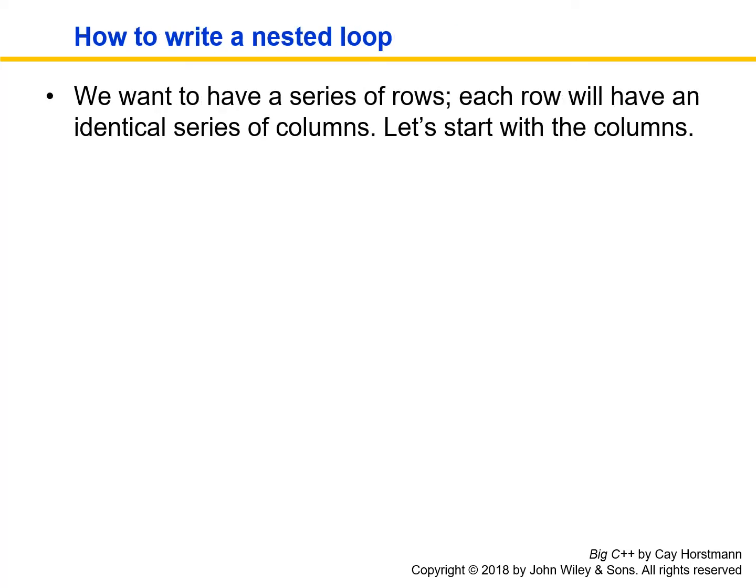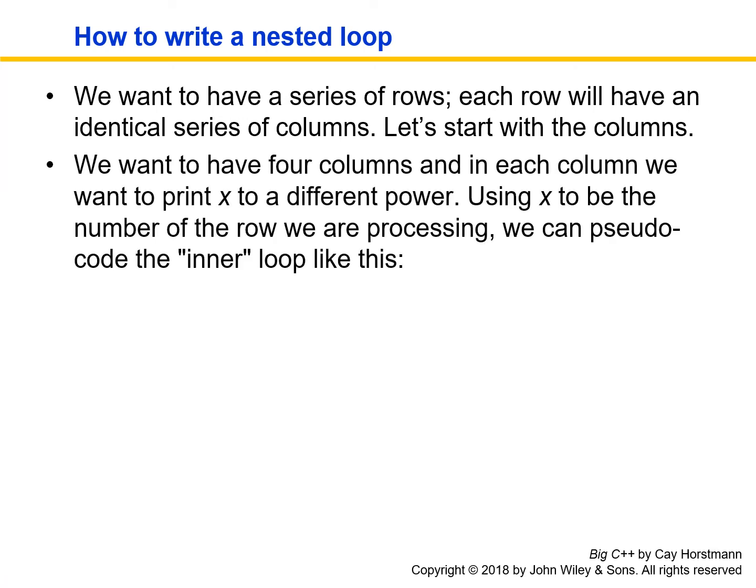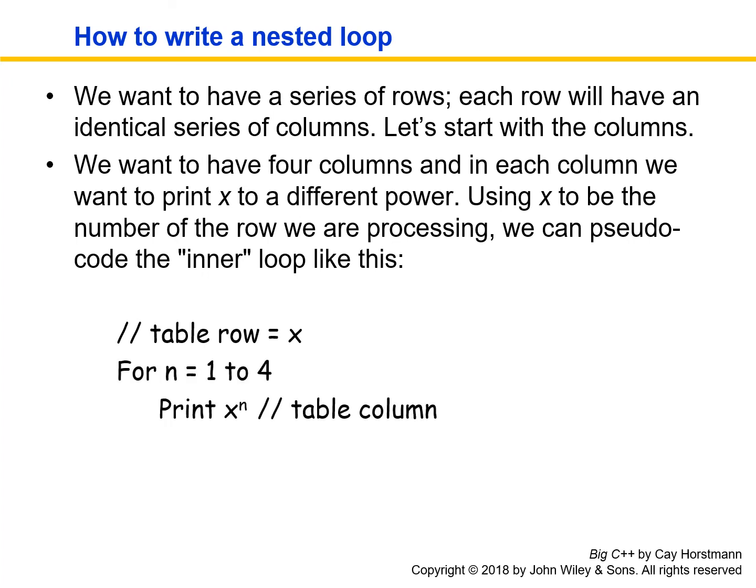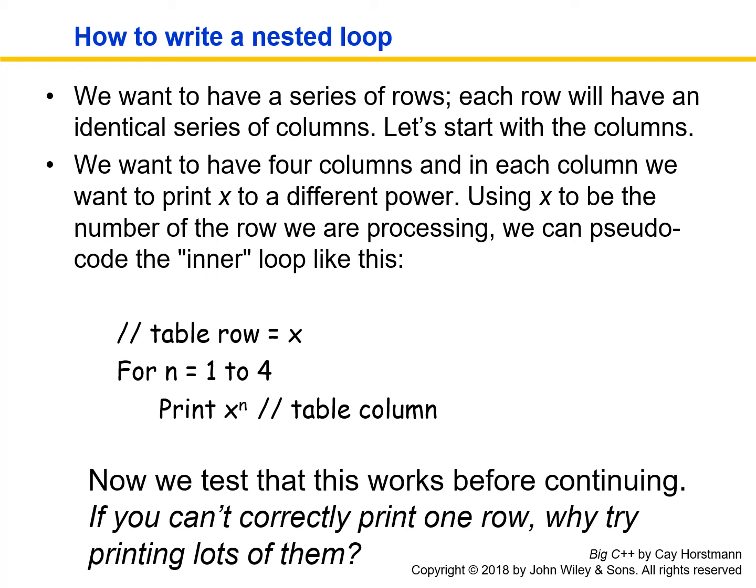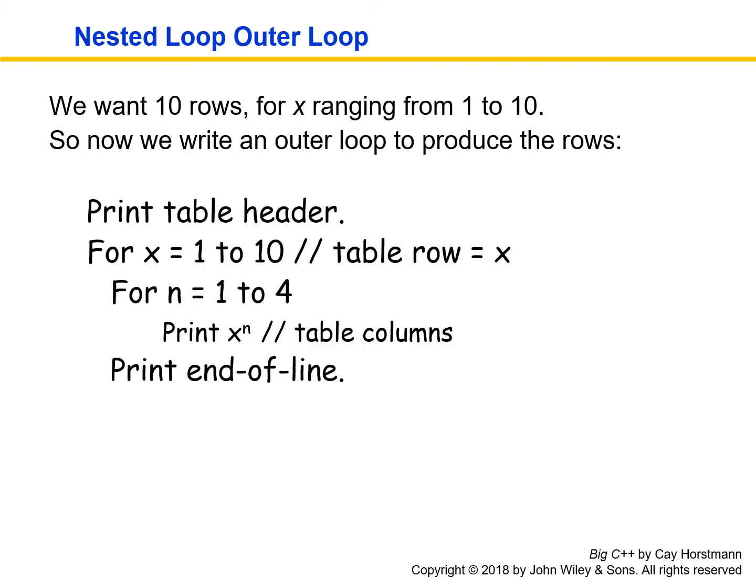How to write a nested loop? We want to have 4 columns, and in each column we want to print x to a different power. So let's write the inner loop first. It's going to look like this: table row equals x. For n equals 1 to 4, print x to the n. So we're going to have 4 columns going across. We can test that this works before continuing, because if you can't correctly print one row, why try printing lots of them?